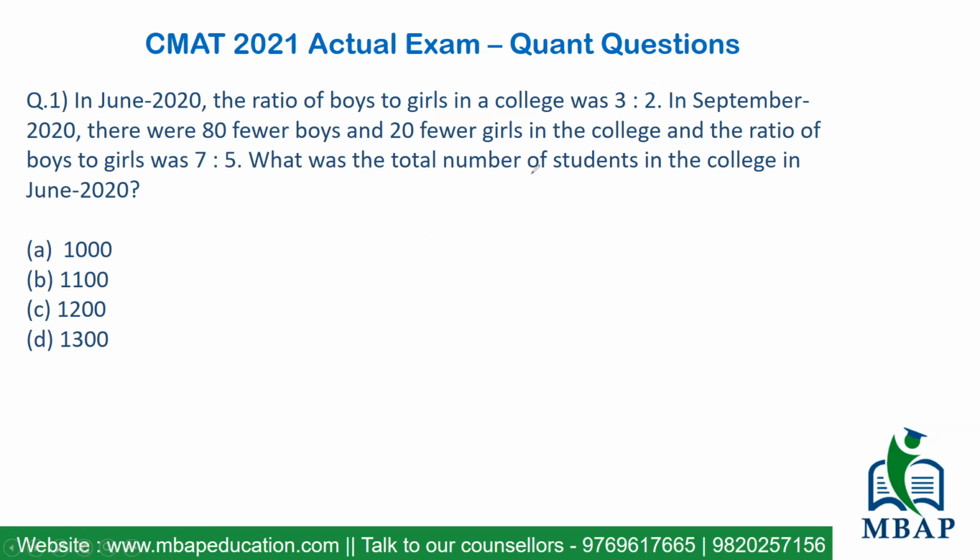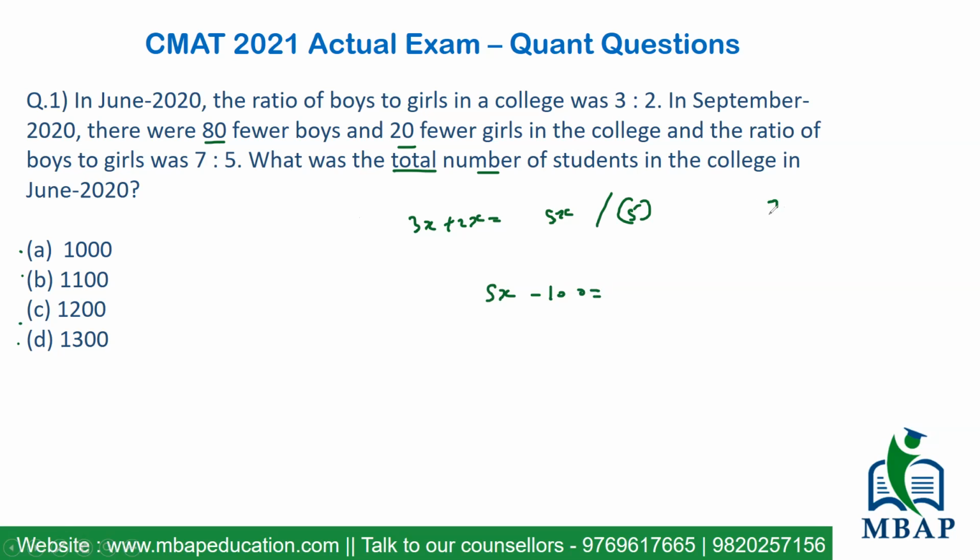The question deals with the total number of students. Initially, the number of students was 3x plus 2x, which is equal to 5x, which means whatever the answer may be, it should be a value which is divisible by 5. If I look at the options, all four values are divisible by 5, nothing to worry about. Now let's remove 80 boys and 20 girls. 5x was my original number, and now I'm going to remove 100 from the overall sum.